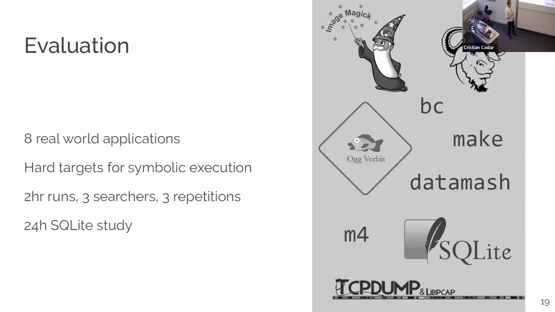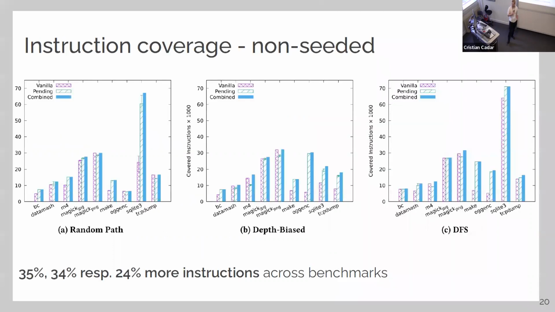We evaluated the thing on 8 hard applications, at least hard for symbolic execution: tcpdump, SQLite, datamash, M4, and so on, in 2-hour runs. And we also did a 24-hour SQLite study. And as you can see, we use 3 standard strategies here. There's nothing modified. You can see the random path here, as we have huge outliers. So SQLite works much better, for instance. tcpdump works better, make works better, right? And so on average across those benchmarks, we got 35% more coverage with random path, 34% with coverage-guided search, and 24% with DFS.